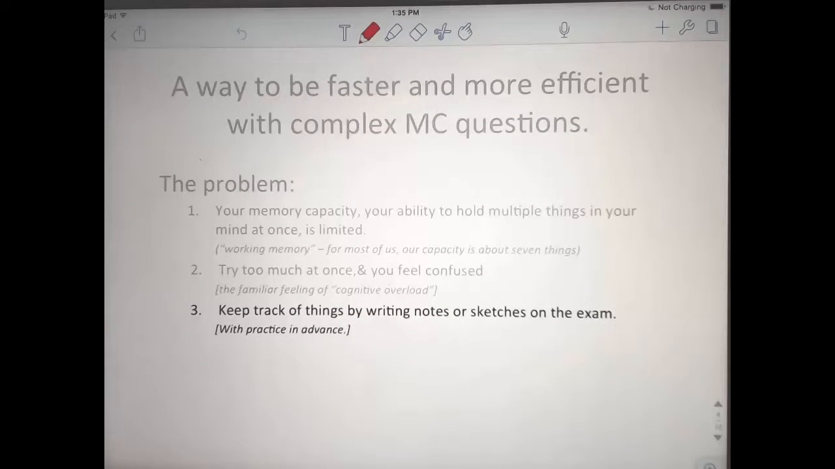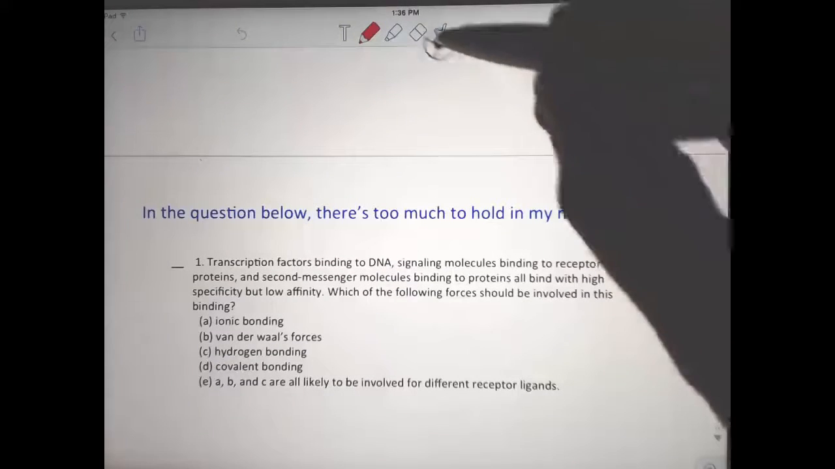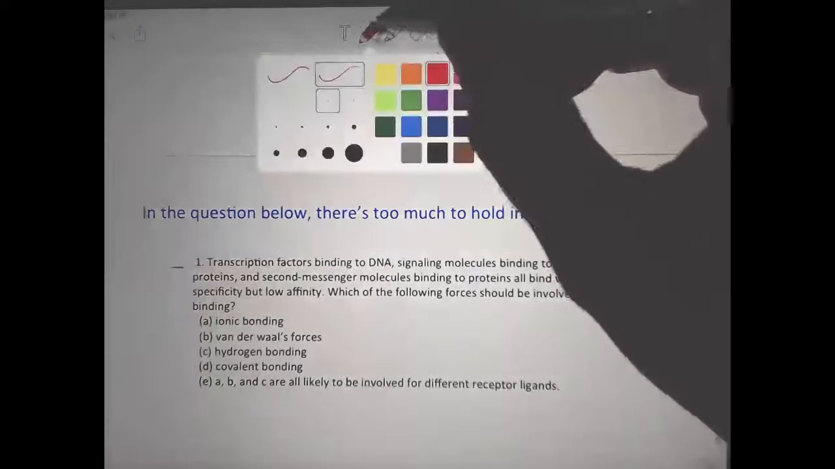What you can do on multiple choice questions that are complex, which have a tendency to overload working memory, is keep track of the different pieces by writing notes or sketches on the exam. And you can practice the kinds of ideas and questions that you might need in advance. In the question below, there's too much to hold in my mind. Let me underline them and number them.